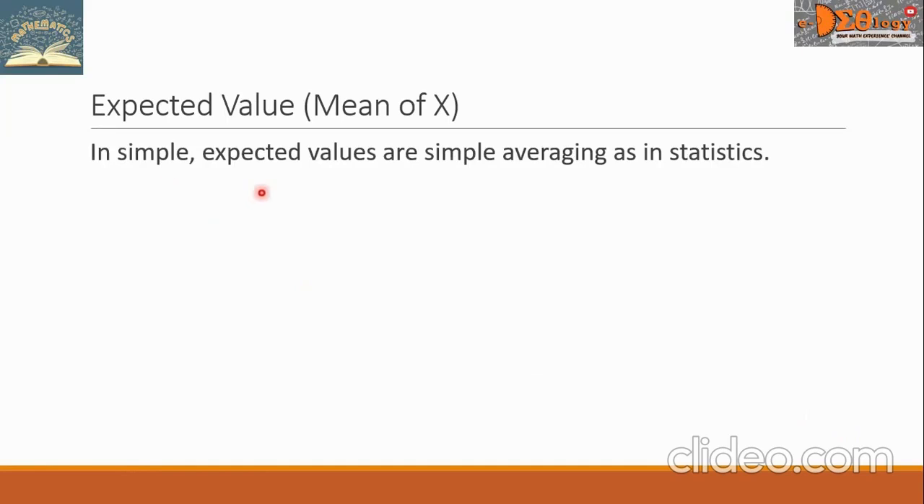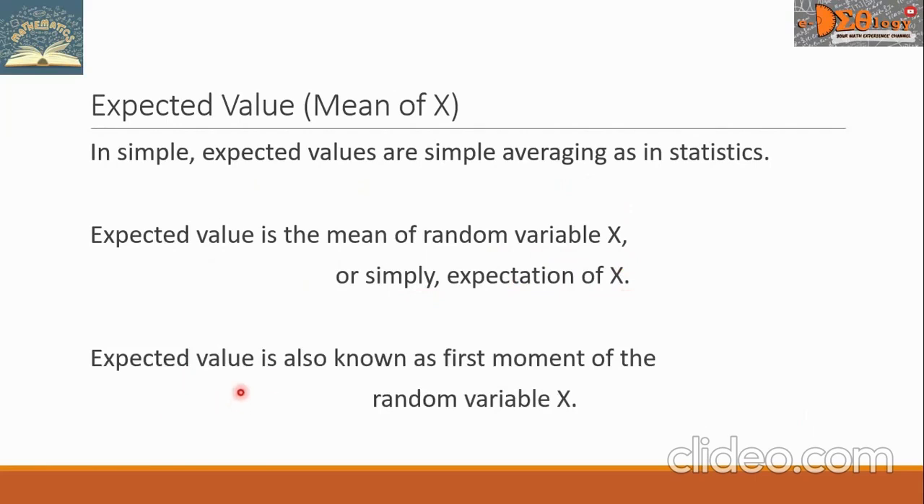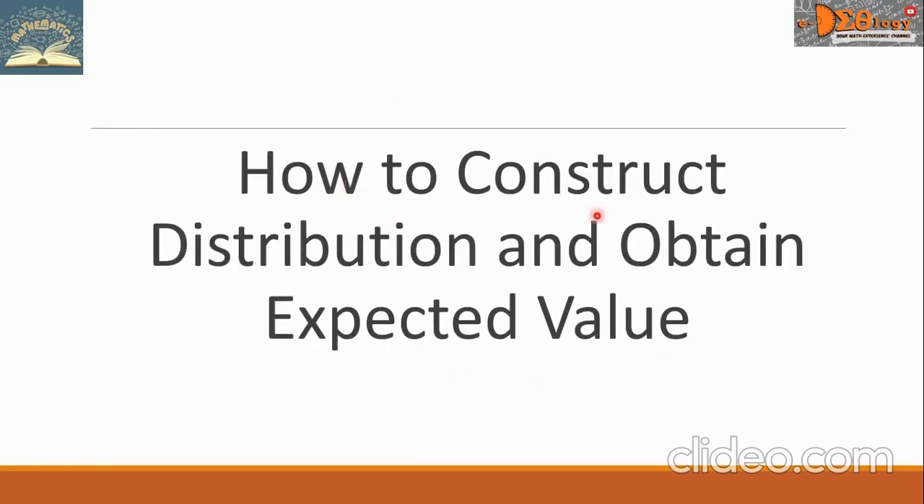In simple terms, expected values are simple averaging, as in statistics. Expected value is the mean of random variable X, or simply the expectation of X. Expected value is also known as the first moment of the random variable X. How to construct a distribution and obtain the expected value.